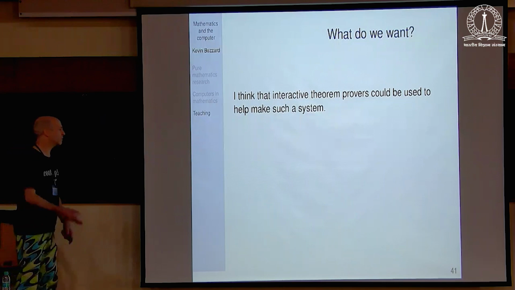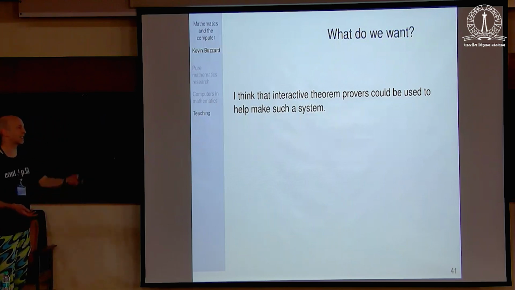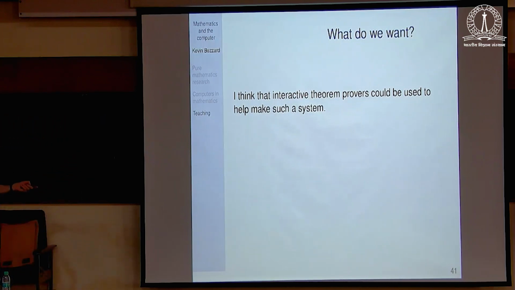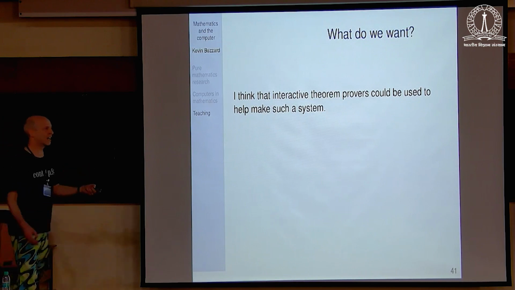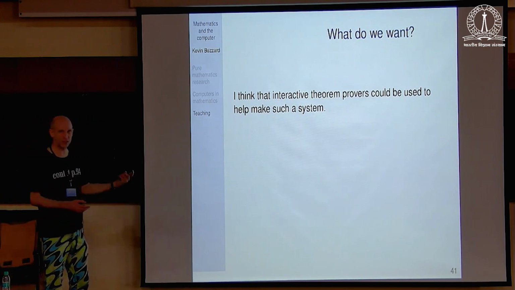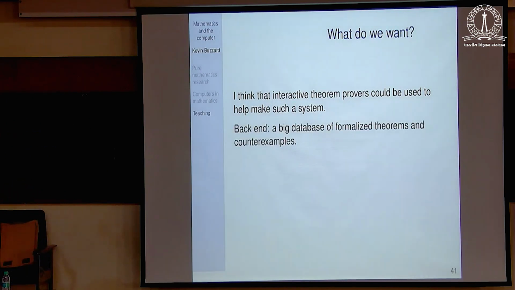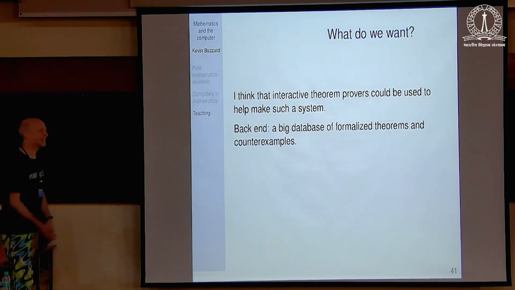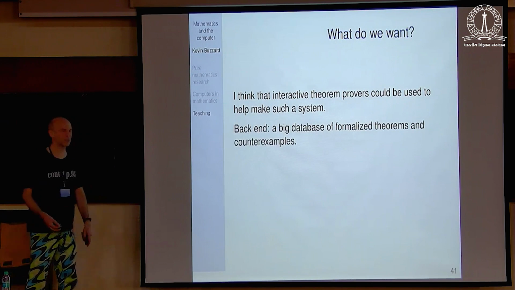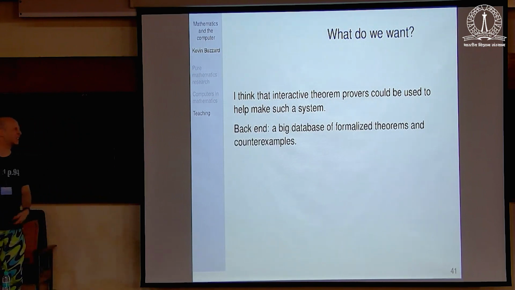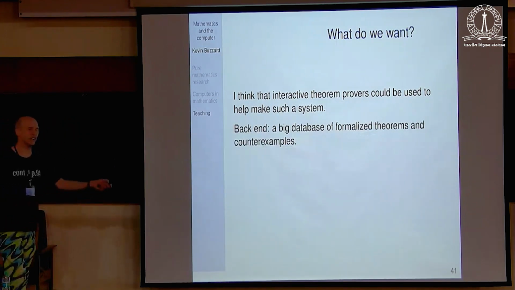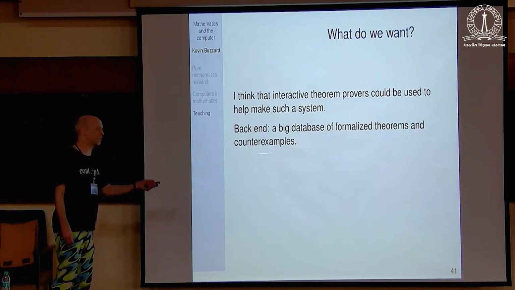So I just want to spend the last 5 minutes, I've got 5 slides left and 5 minutes left, so I think we're doing great. Maybe putting these two things I've been showing you together, large language models and interactive theorem provers, maybe we can get somewhere. So what do we need? We need the thing that the large language model doesn't have. We need an accurate big database of correct theorems and also counterexamples, right?